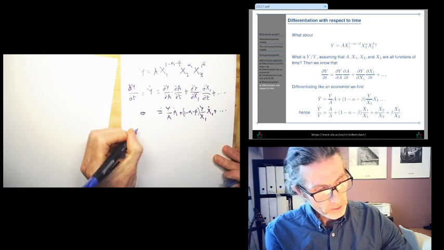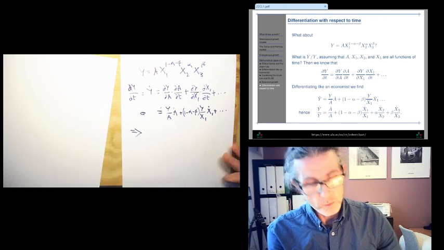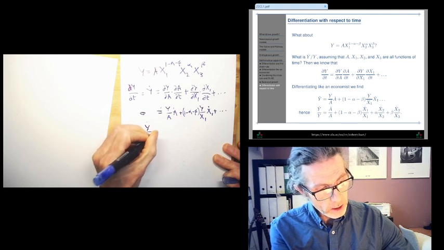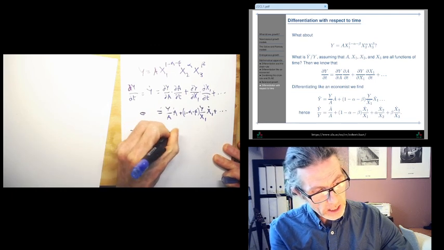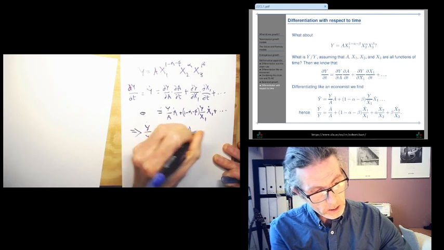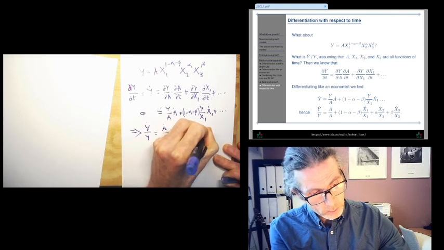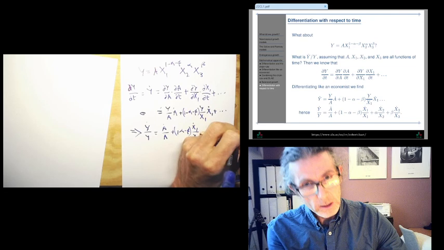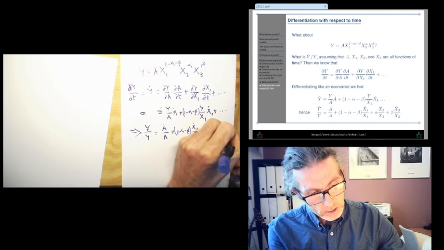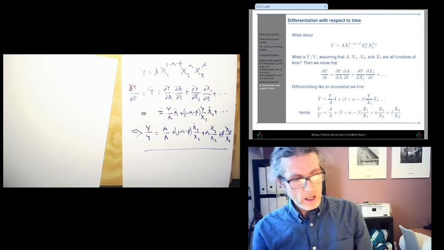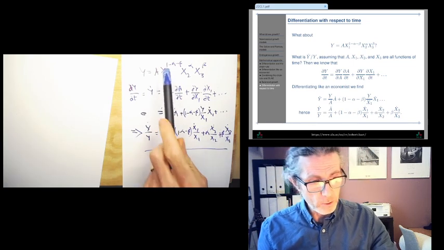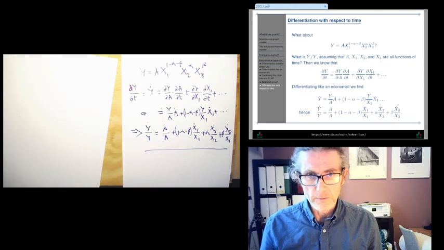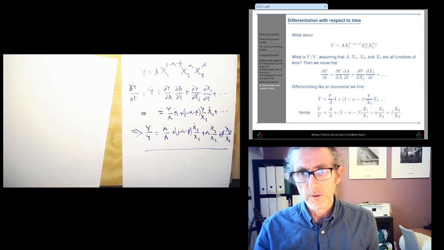So then hopefully you can see with a little bit of thought, if we divide through by y, we get y dot over y is a dot over a plus 1 minus alpha minus beta x1 dot over x1 plus alpha x2 dot over x2 plus beta x3 dot over x3. And again, hopefully once you've done this a few times, you can go straight from this to this, but only if you feel confident. If you're not confident, go through the steps.